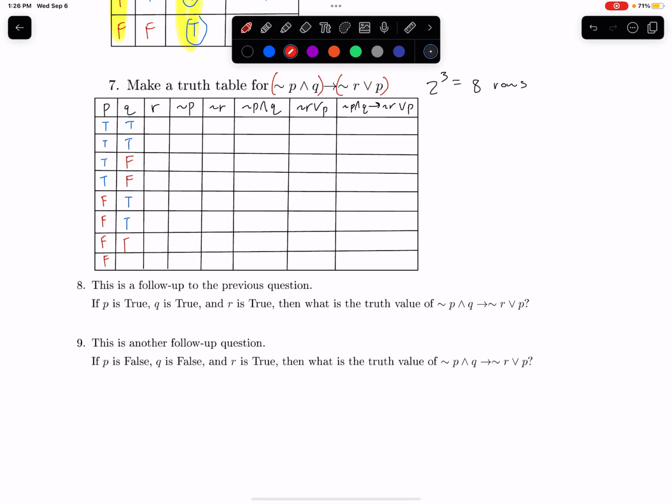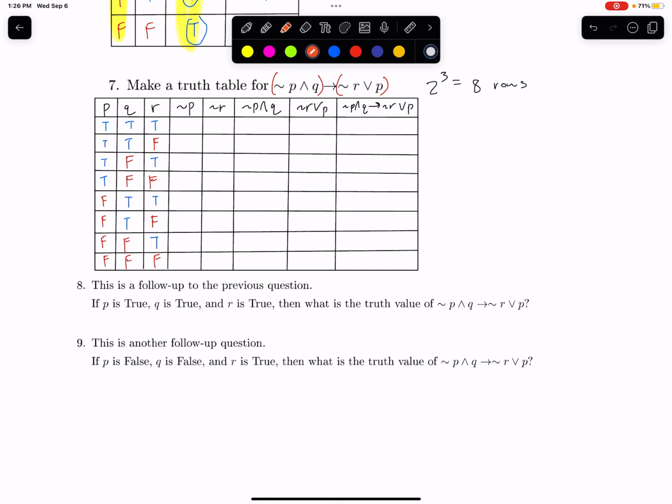I know on the homework, a lot of times they help you by giving you that first initial part of the table. But you should be able to do it without any help at all. Okay, the last of the 3 simple statements, we're just alternating true and false. And then we go into the not P.